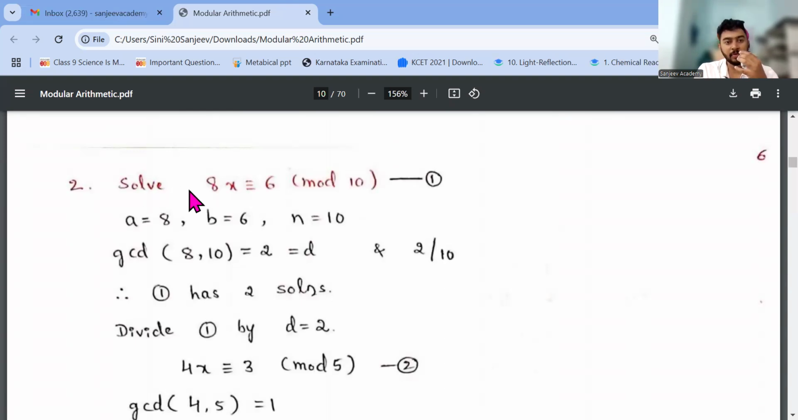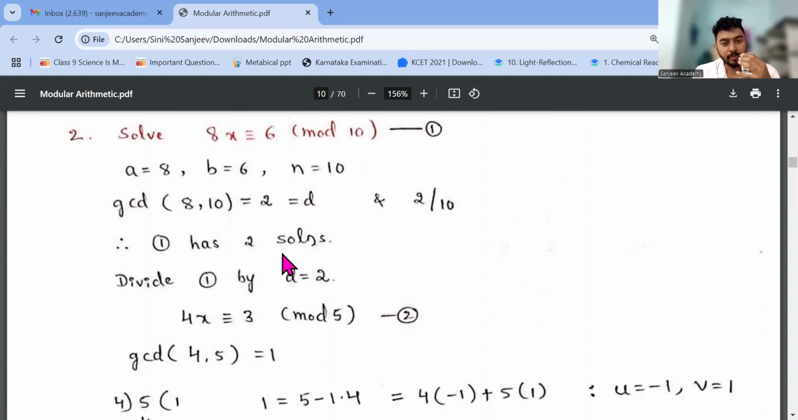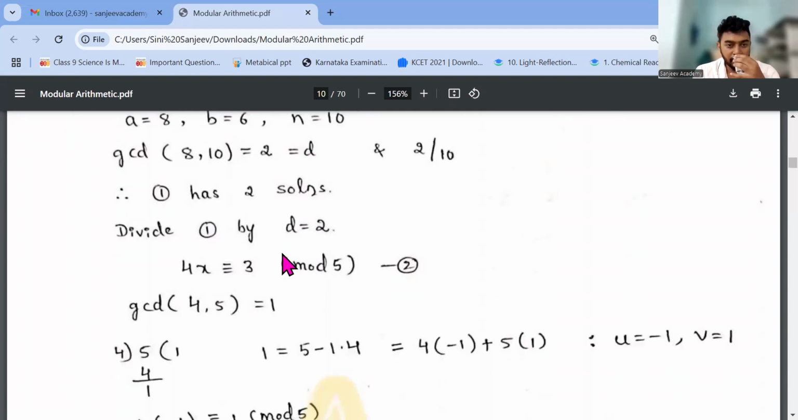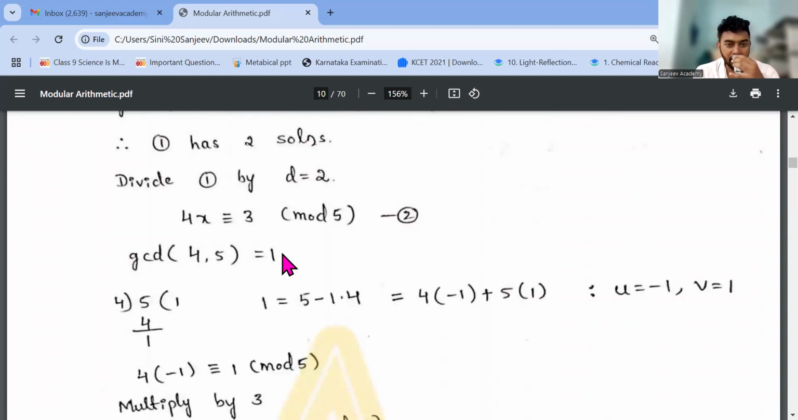Solve 8x congruent to 6 mod 10. So a is equal to 8, b is equal to 6. So GCD of 8 and 10 is 2. So that is 2 solutions it has got. Divide by d, and I'll get 4x is equal to 3 mod 5.